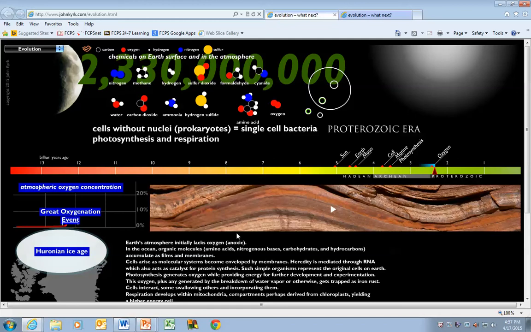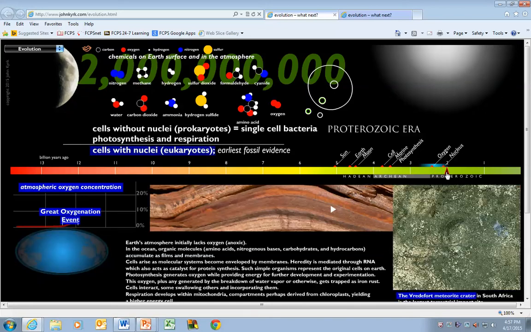Photosynthesizers. Some mutation allowed for these single-celled bacteria to start producing their own energy source by photosynthesis. The waste product of photosynthesis is oxygen, and that's huge. Oxygen is a game changer. It's going to allow for a maximum use of energy. You get more energy from an aerobic situation than an anaerobic. More energy, more work, more collaboration.